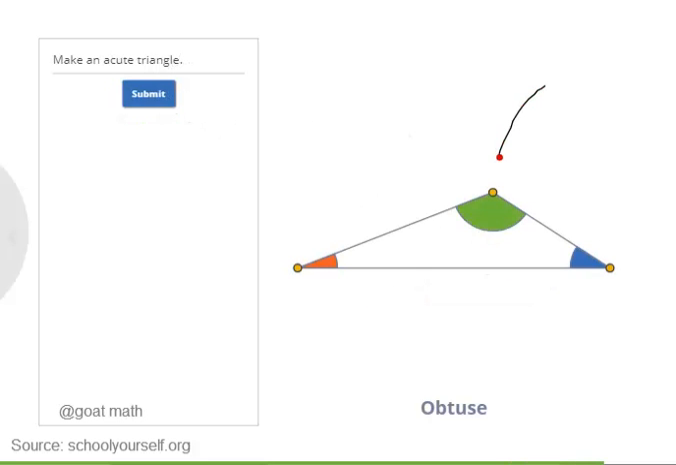Nicely done. Here's another example of an obtuse triangle, which has an obtuse angle over here. Finally, try making an acute triangle, which is a triangle whose angles are all acute, or less than 90 degrees.